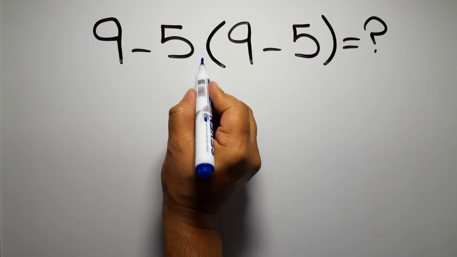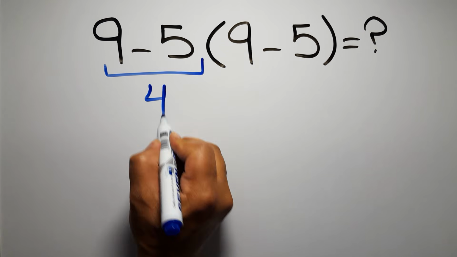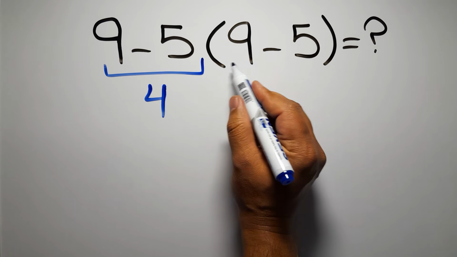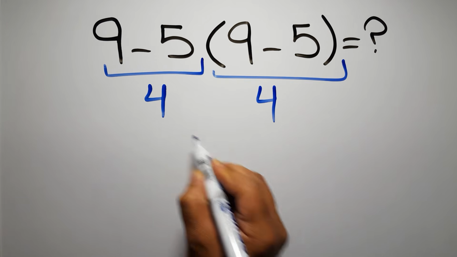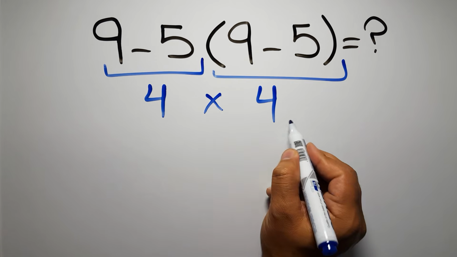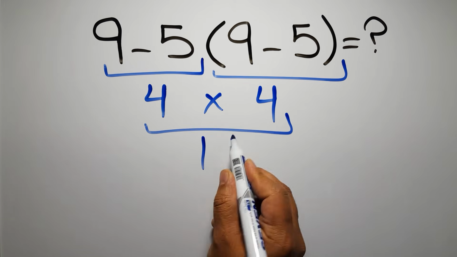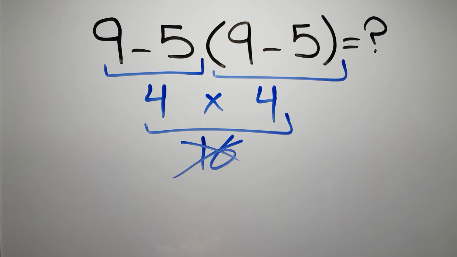9 minus 5 gives us 4. And again here inside this parenthesis we have 9 minus 5. So 4 times 4 is just 16. But this answer is not correct.